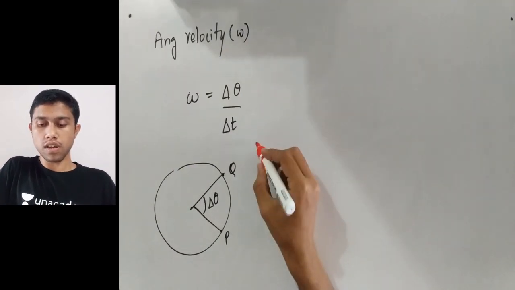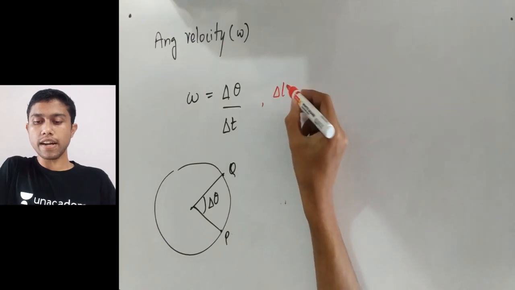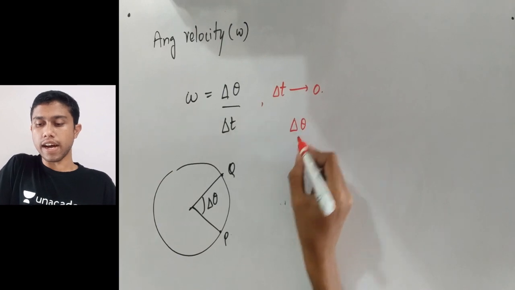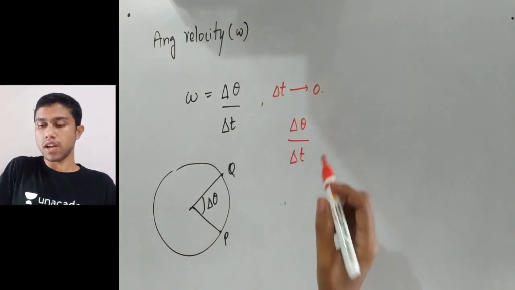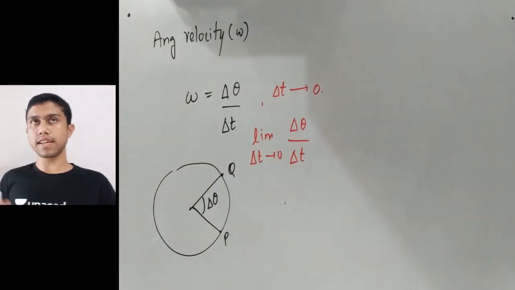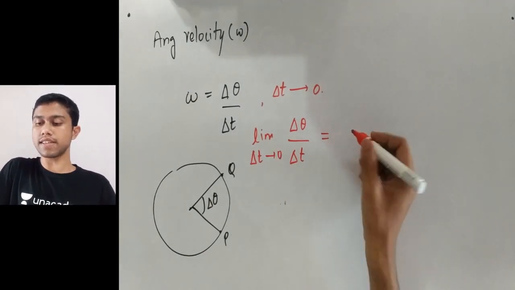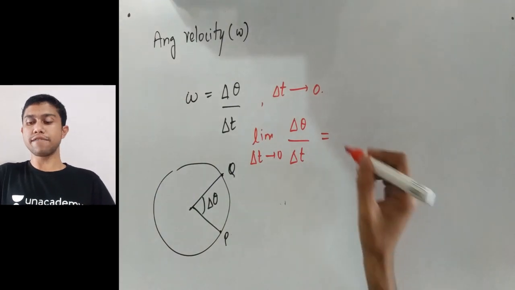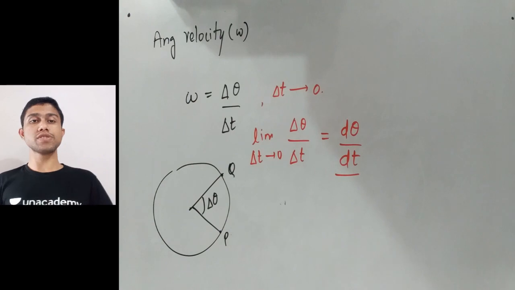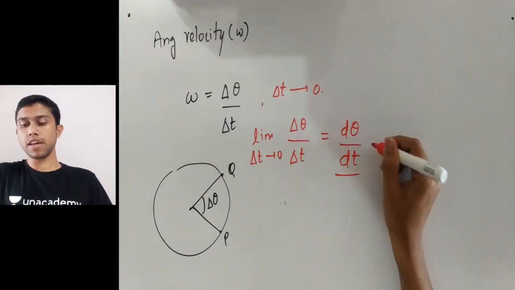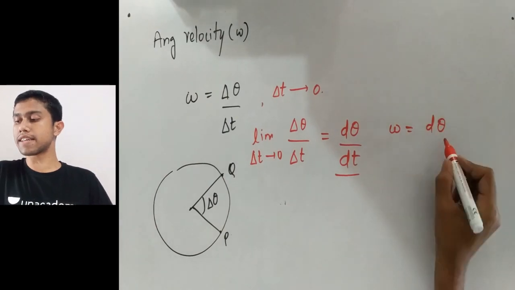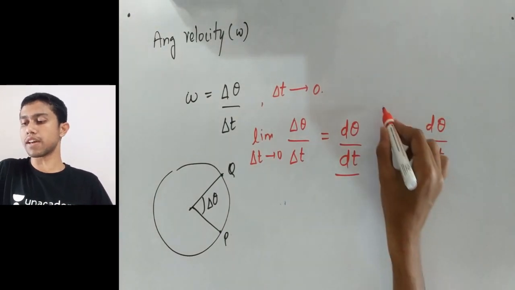So now delta t tends to 0. In this condition, delta theta by delta t. So now we'll put the limits where delta t tends to 0. So in these cases, delta theta by delta t will be converted into d theta by dt. Simple. So this is the calculus form of the formula. So the formula finally becomes omega is equal to d theta by dt.